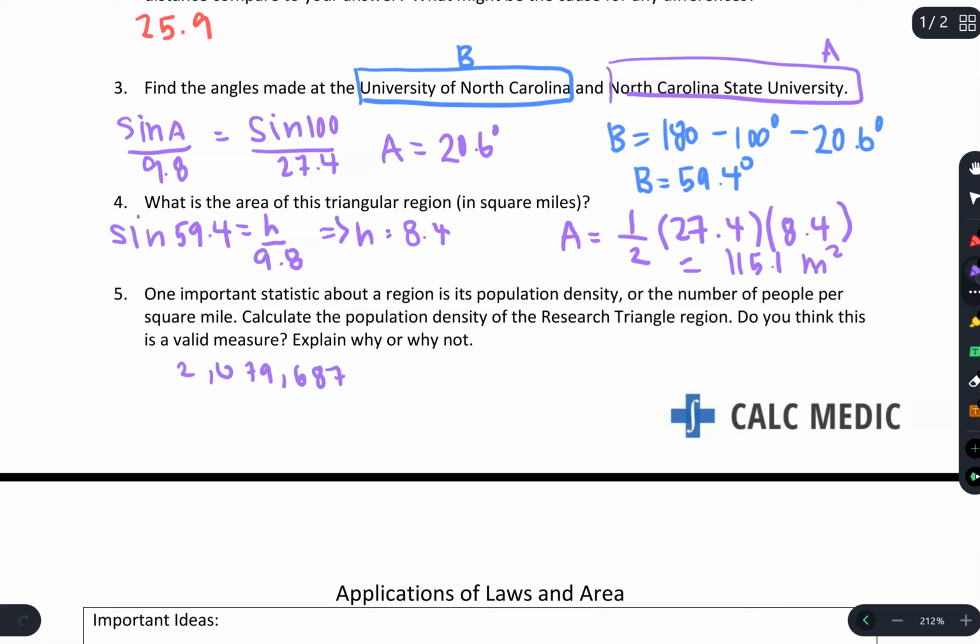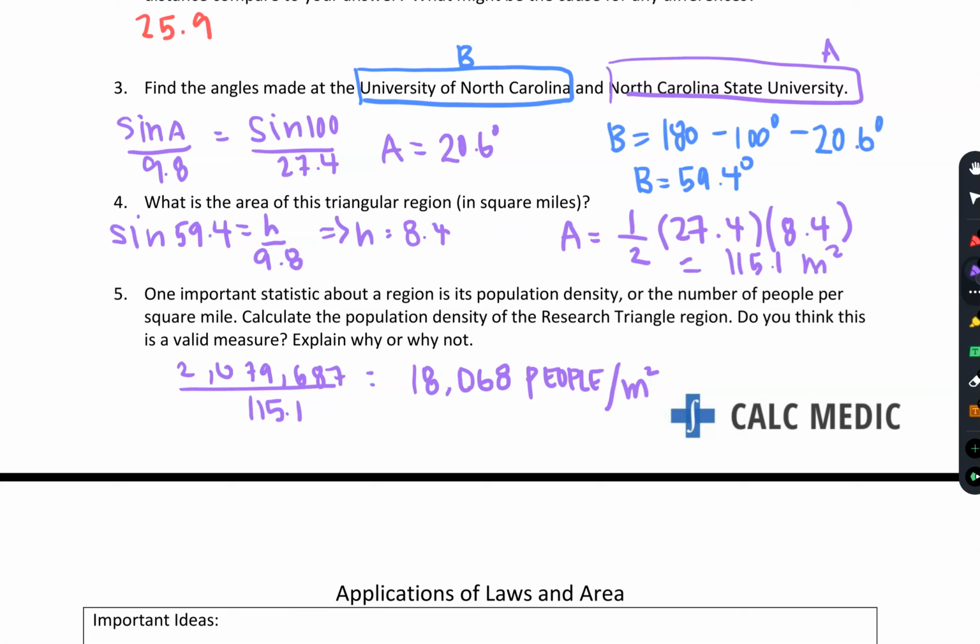2,079,687 divided by 115.1. Now what'd you get? 18,068. Okay. And that's people per square mile, right? I guess that's not meters. I guess I need to do miles, MI, which is the right unit, yeah? Because we're not in meters. These are miles. Sorry.